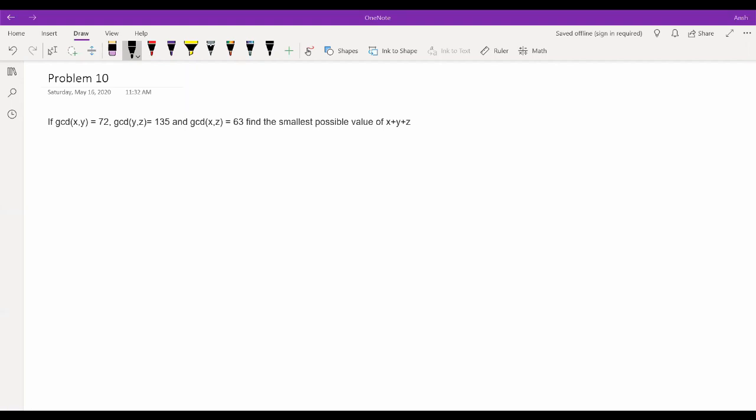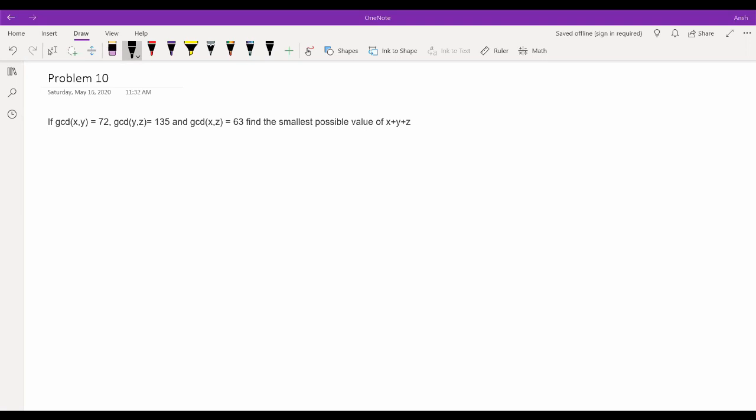All right, so here we have another question relating to GCD. So it's similar to a system of equations where it gives us that the greatest common divisor of x and y is 72, the GCD of y and z is 135, and the GCD of x and z is 63. And it wants us to find the smallest possible value of x plus y plus z. So at first it seems a bit confusing because we're not really used to having a system of equations involving greatest common divisor. But we can actually use this information in another way.